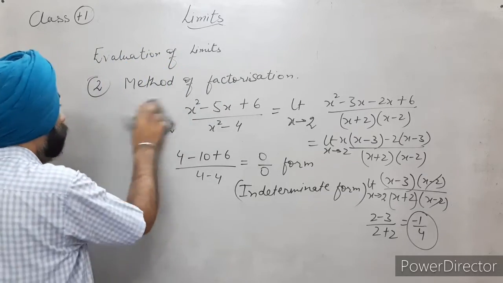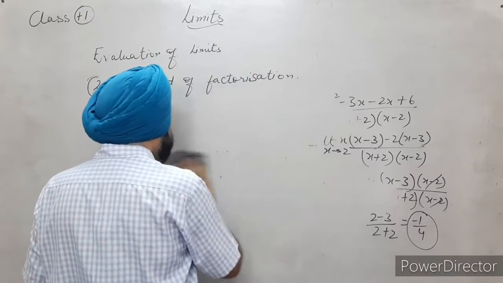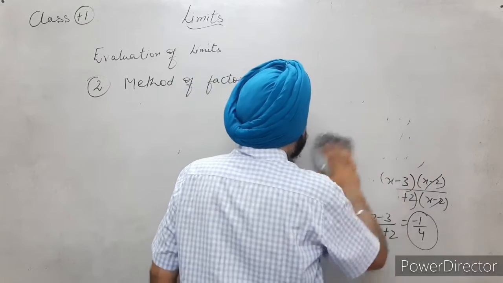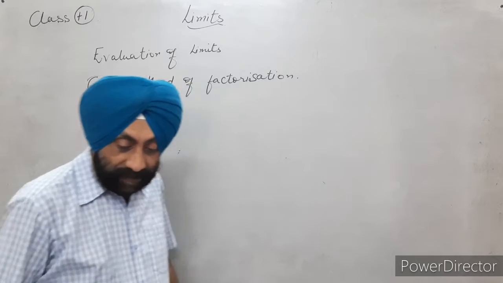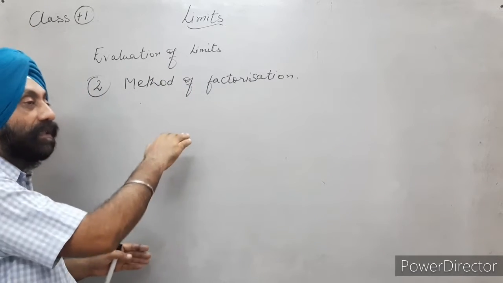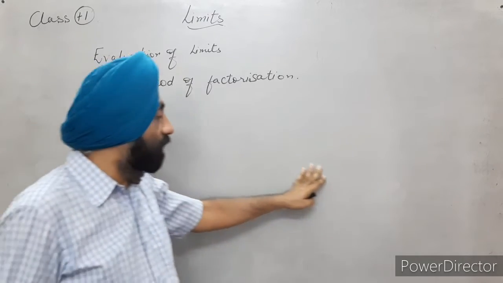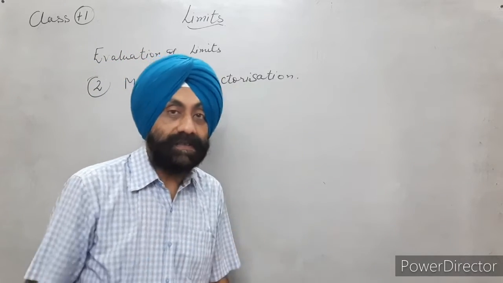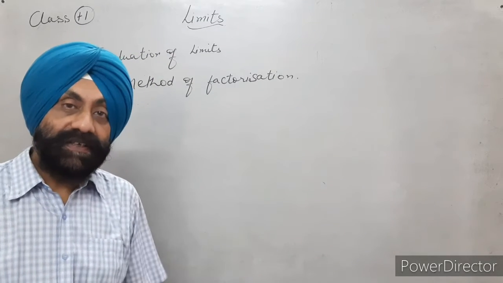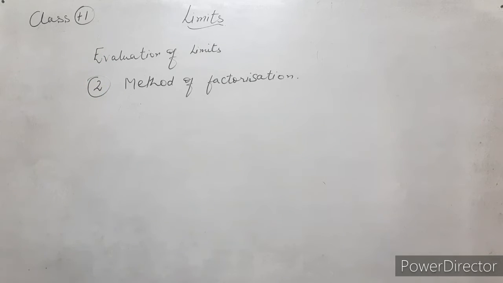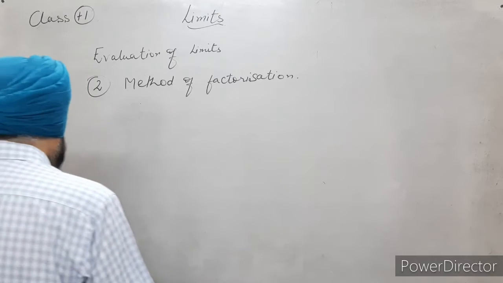Now one more question I would like to do from this method. Just fill the value directly first. Then we will find that it is of 0 upon 0 form, that is indeterminate form. Then factorize either the numerator or denominator or both. A common factor will cancel out, then a definite number will be there. The definite limit can be calculated by then directly substituting the value of x. Now, let me do one more question like this.